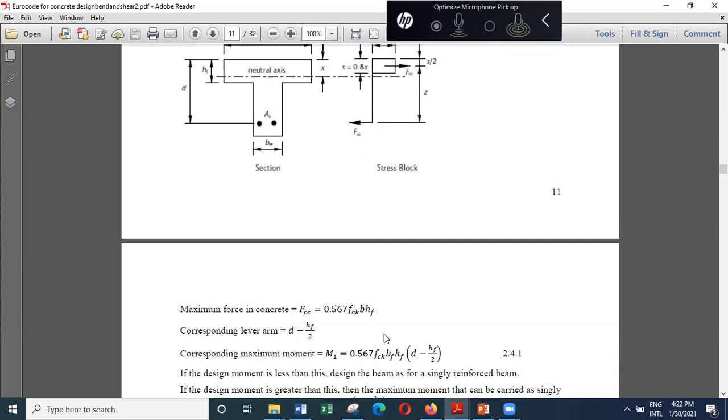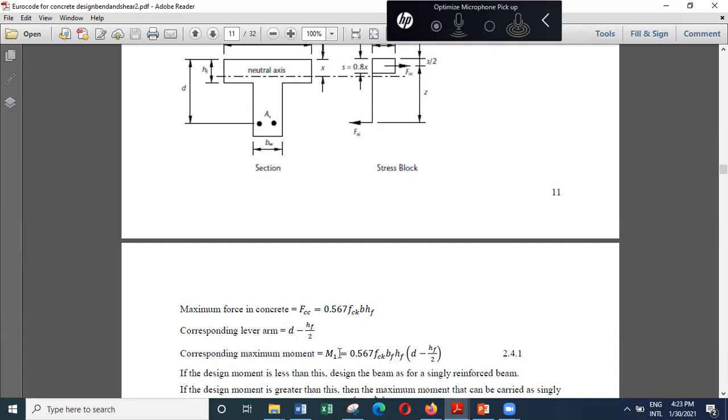So if the design moment is less than this, design the beam as a singly reinforced beam. So when you have a flange beam, you can straight away find this value. And then if the moment to be carried is less than this, then you don't have to worry about anything. You can simply design the beam as a flange beam.